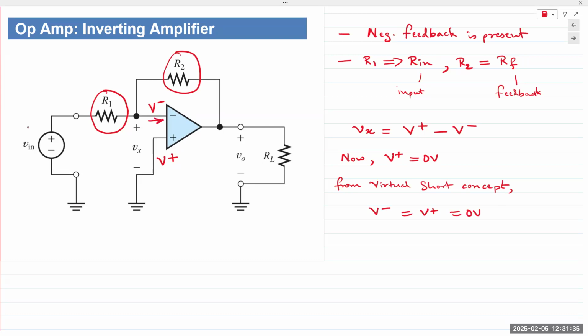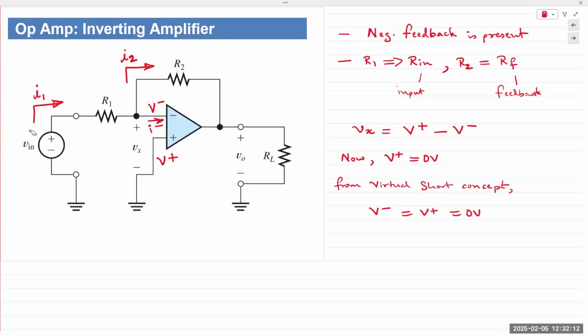This is the current that's going in. It should be I minus. This is the current that's coming from the supply. And this is the current in the feedback path. Sticking with the naming convention, I can write I1 and I2. Okay, I1 and I2. Also note the power supply voltages, VCC and VEE, are not shown. They're just implied.